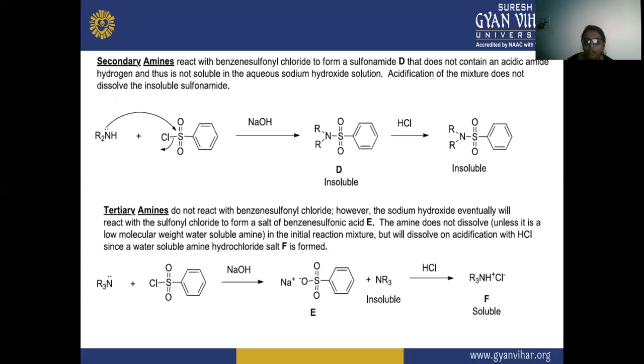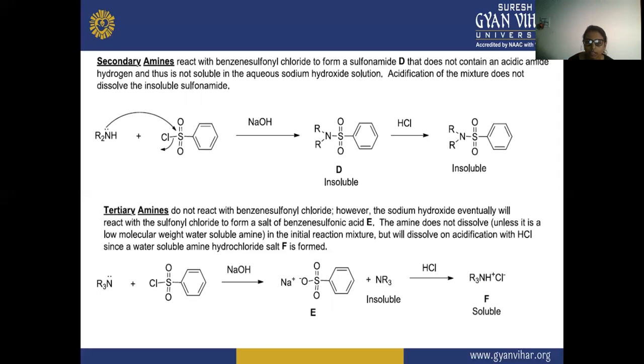So in the primary amine, we have done the reaction with the benzene sulfonyl chloride, and there is a formation of insoluble precipitate after the acidification. But before the acidification, there is a soluble salt forming there. But after the acidification of this mixture with HCl, insoluble precipitates are formed. But in case of the secondary amine, when it reacts with this benzene sulfonyl chloride, there is a formation of an insoluble precipitate because it does not contain any acidic hydrogen.